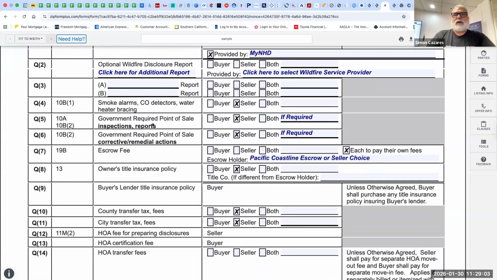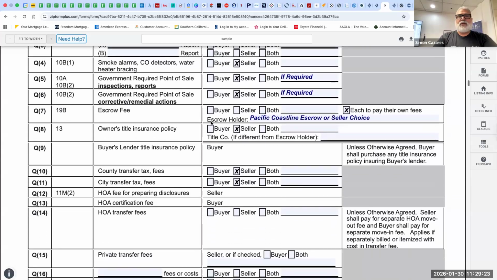Government rental required point of sales inspection reports. That means if the city requires a pre-inspection, then you would say who's going to pay for those reports. If there's any corrections regarding the point of sale, who is going to remedy or correct those? Is it the buyer or the seller? In this case, we always put it at the seller.